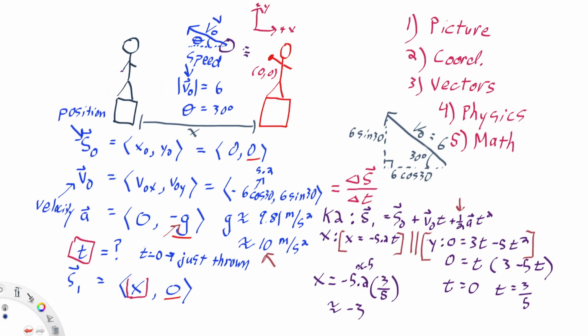May I ask a question about this? Of course. So I know where we got the 5.2 from, which is just plugging in -6 cosine 30.